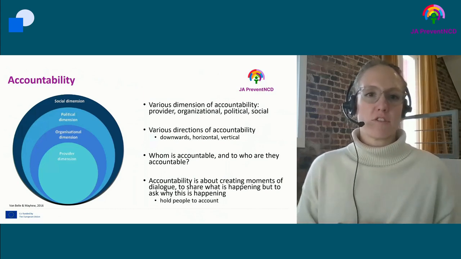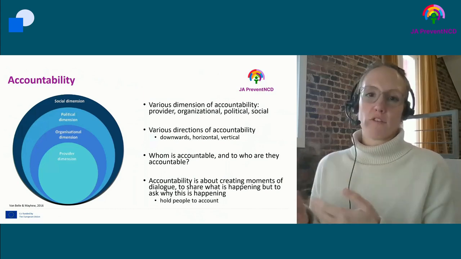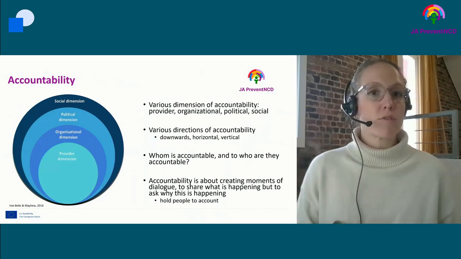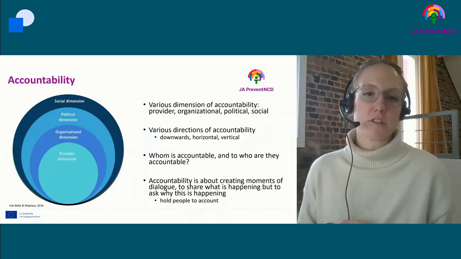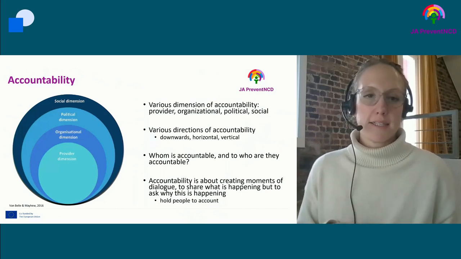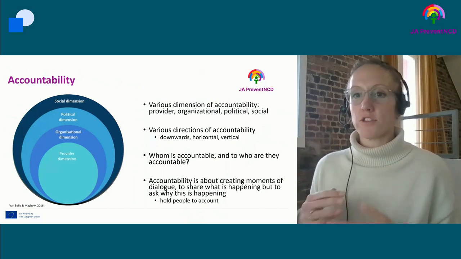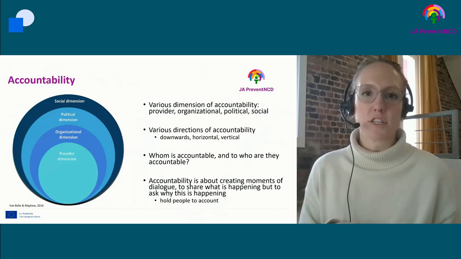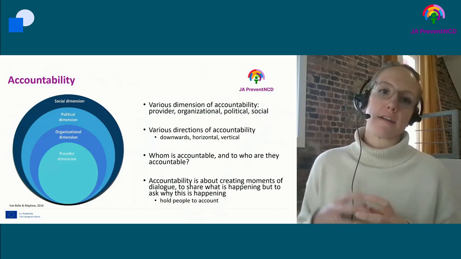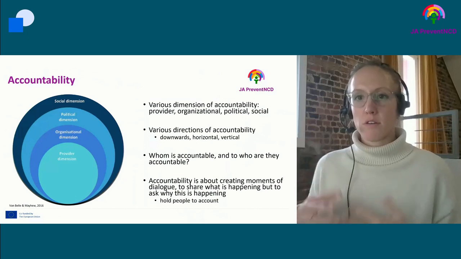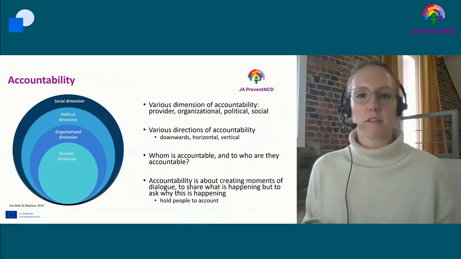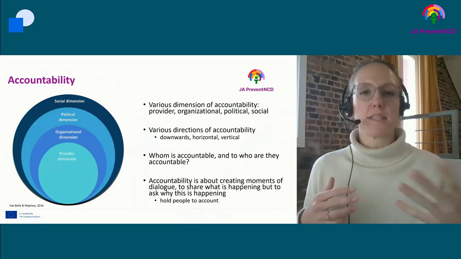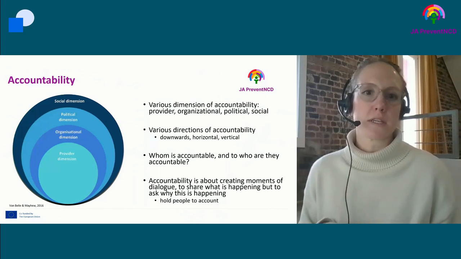Indeed, we often think of accountability as of who is accountable to who and who are they accountable to. But there are quite a few dimensions. We can consider a provider dimension. So essentially a healthcare provider in some cases towards their patient, organizational, whether that's internal to the organization or from one organization to another. Political, so whether policy or decision makers to citizens, or social, accountability, responsibilities that we have towards one another within groups.